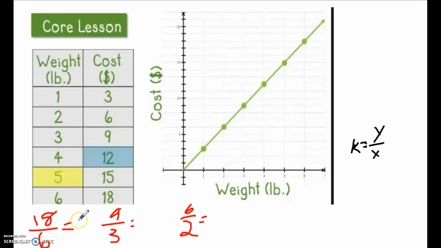So my y and my x: 18 divided by 6 is really 3. 9 divided by 3 is really 3. 6 divided by 2 is really 3. So I just chose 3 random points to test it out, and they are all the same. Also, to be a proportional relationship, our graph must go through the origin, which is that point 0, 0. So they need to have a constant rate between the y and the x, and it needs to pass through the origin to be proportional.